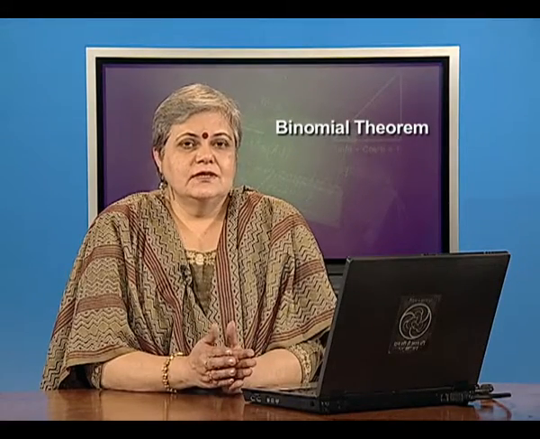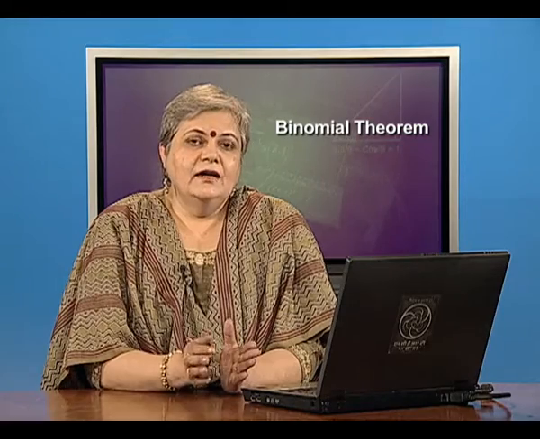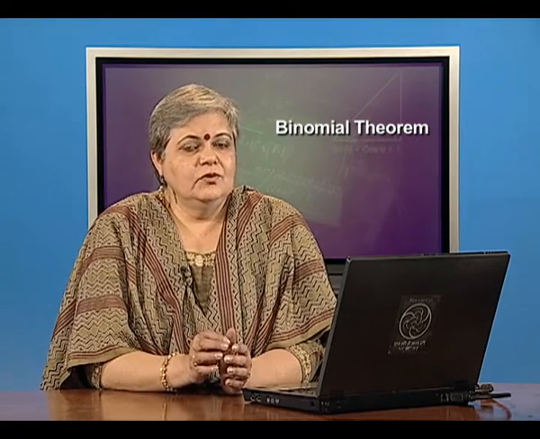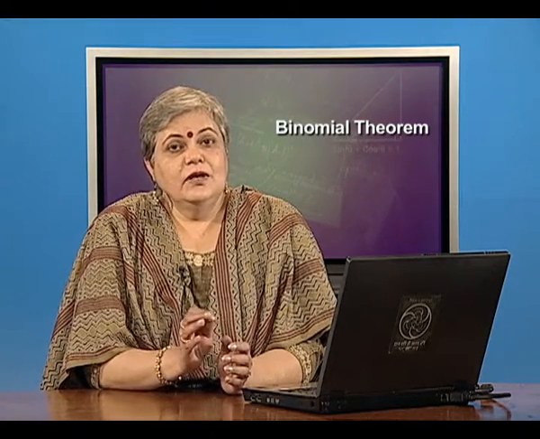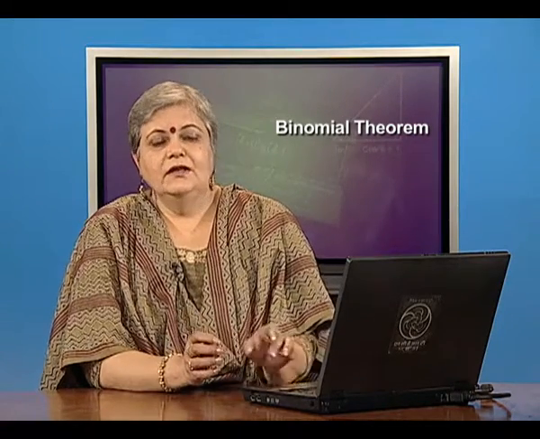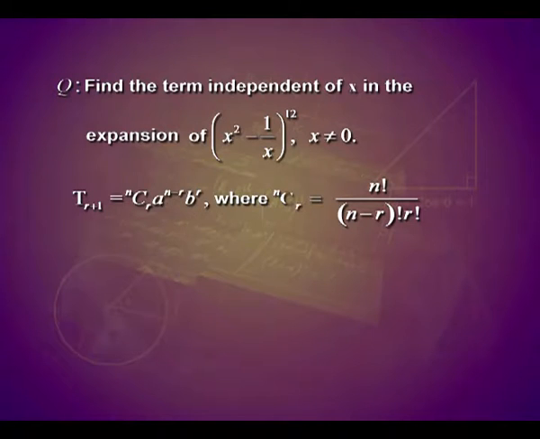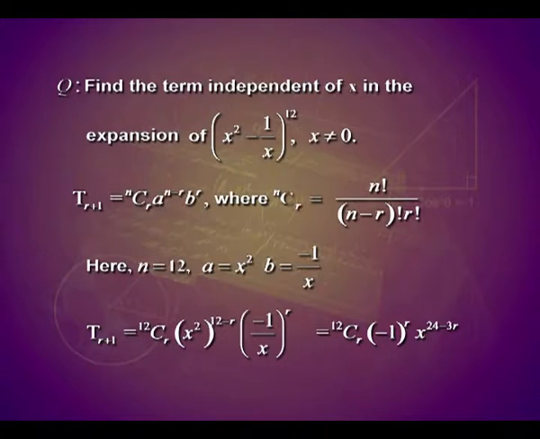Absolutely the same as the previous, in the sense that there we were finding the r for which you would get the power of x as negative 2. Now, we will aim at finding r such that x is to the power 0. We start with the same general term. T(r+1) is nCr a^(n-r) b^r. For the given expansion, n is 12, a is x squared, b is negative 1 by x. We do not know for what r we will get the independent term. So, T(r+1) is 12Cr (x squared)^(12-r) (negative 1 by x)^r.